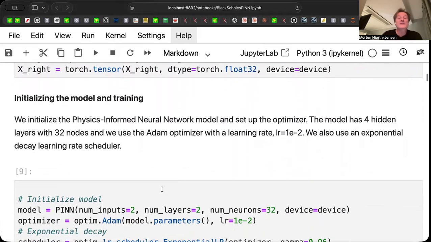So we initialize the physics-informed neural network and set up the parameters. It has 4 hidden layers in this specific case. It has 32 nodes in each, and it uses the Adam optimizer. And in this particular case, we're just running with 1 learning rate.